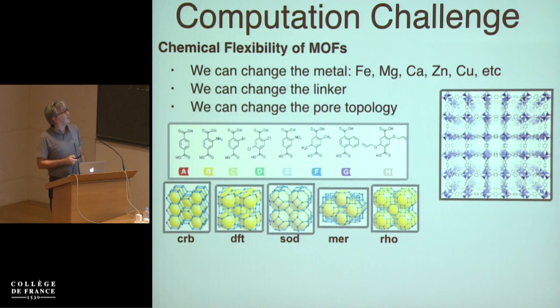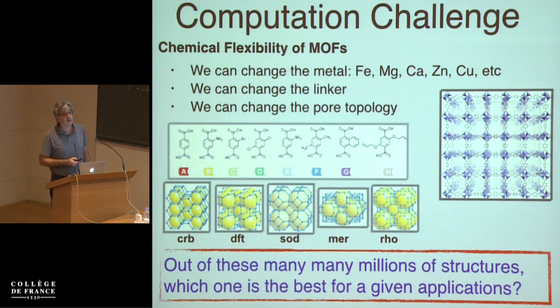If you then make a back of the envelope calculation with these very simple ingredients, you just put them together and make them, you can make many millions of possible materials. And that is this idea of the genomic. With the same chemistry, we can synthesize many millions of materials. And then the question is, of course, which one is the best for a particular application?